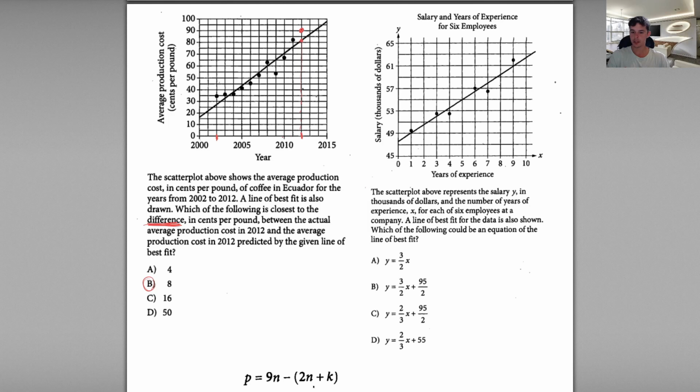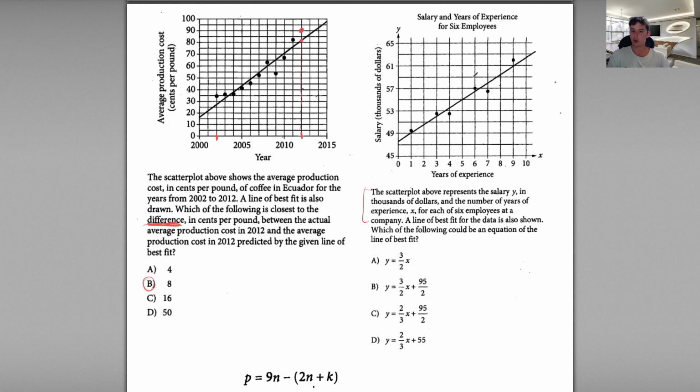So here, I know the intro because I know how to read graphs. Reading graphs is extremely important for the test. The scatter plot above shows the salary y in thousands of dollars and the number of years of experience x for each of the 6 employees at a company. Okay, useless for me because I know how to read graphs. A line of best fit for the data is also shown. Okay, I knew that. Which of the following could be the equation of the line of best fit?